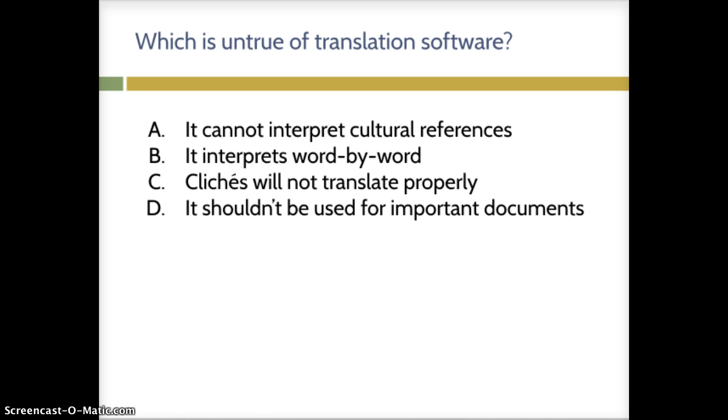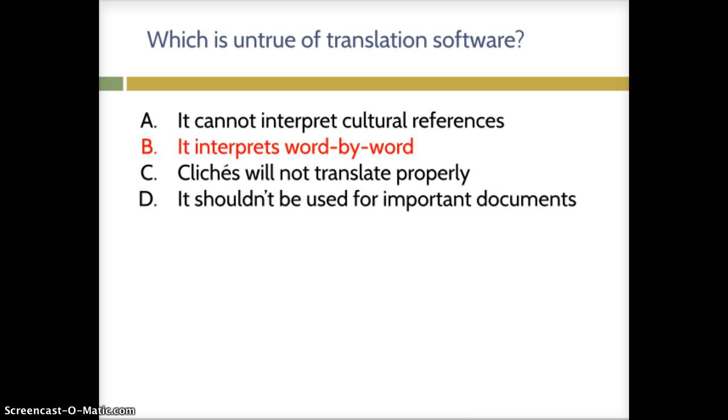Let's check your understanding again. Which is untrue of translation software? Is it A, it cannot interpret cultural references, B, it interprets word by word, C, cliches will not translate properly, or D, it shouldn't be used for important documents? Hopefully you said B, it interprets word by word.